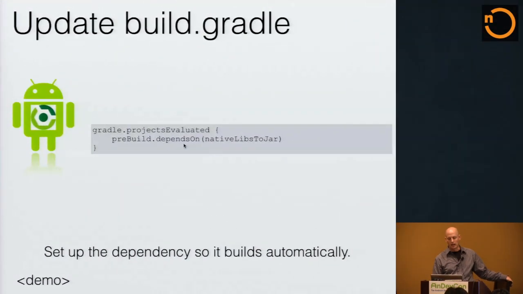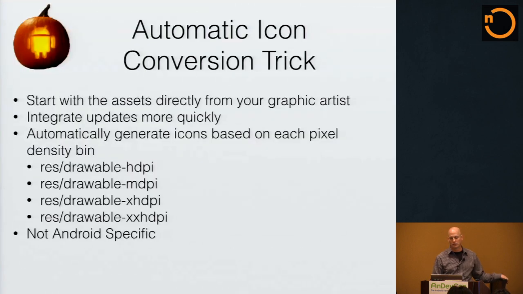See what else we got. All right, this last step will let you automatically run that native libs to jar task whenever you're about to build. So that just means that you don't have to separately call that task when you type Gradle. Whenever you do an assemble for whatever, it'll make sure your native libs are up to date for you. Okay.